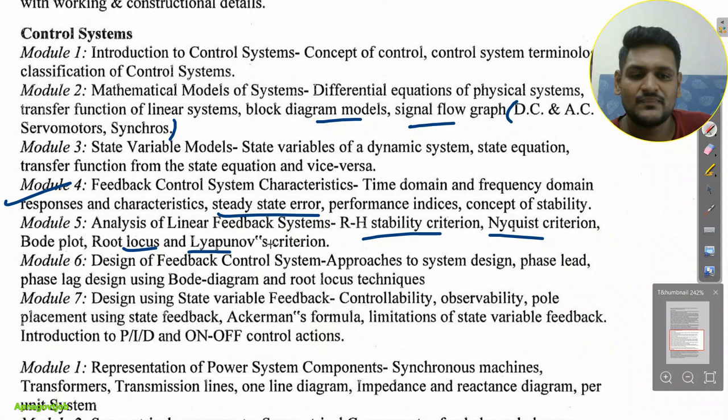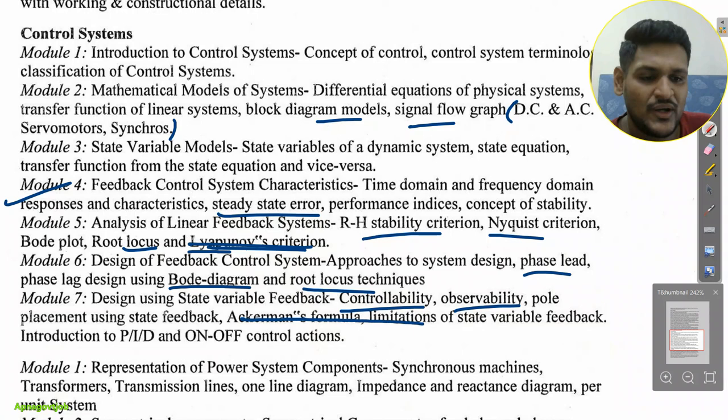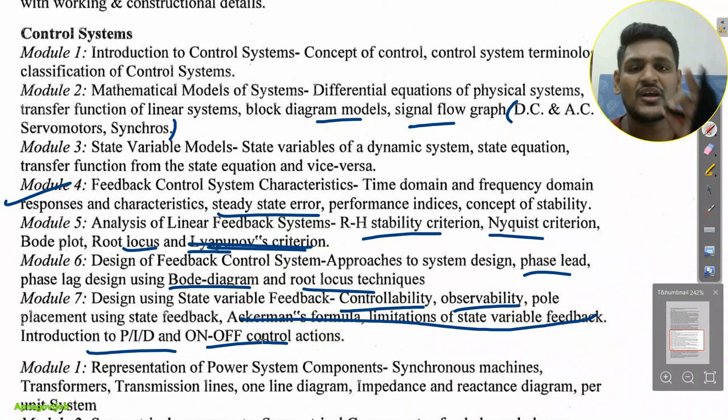Design of feedback control systems, yes, phase lag, these are important. Bode diagram is also important, and root locus is also important. Then how to observe controllability and observability, this is also important. Then you can leave these things. Introduction to PID, I told you the theory part of PID, controllers and compensators, is important, right? So get 1 marks and EAC is enough for this, no need to worry here, right?